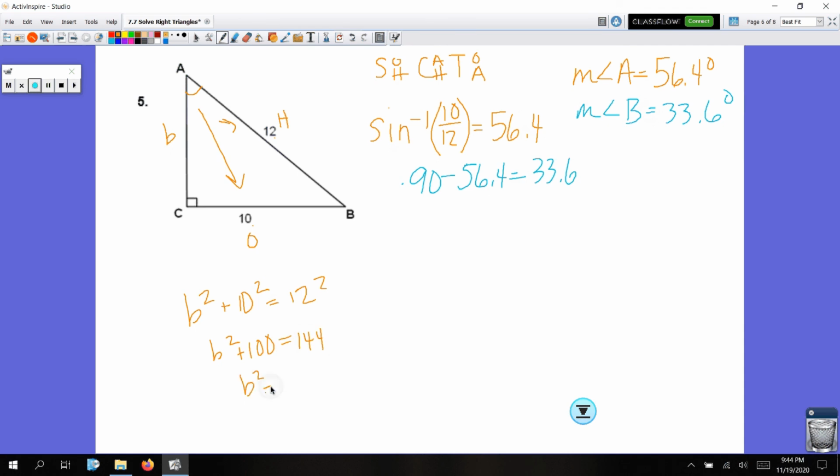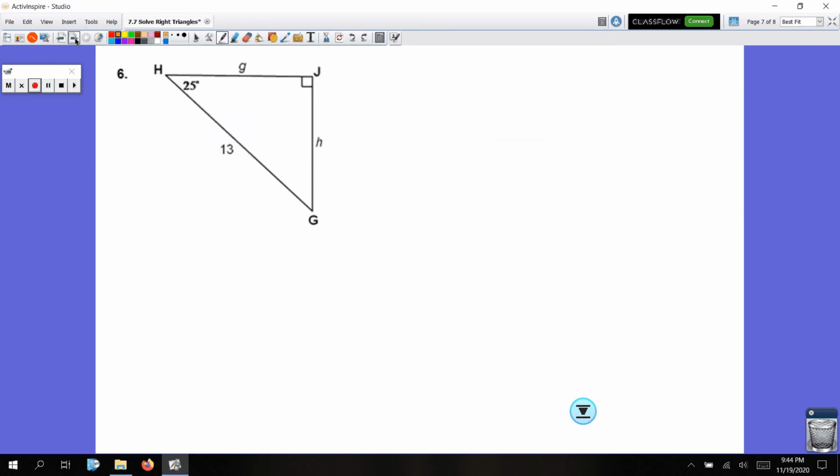B squared equals 44. Let's just keep going with round to the nearest tenth because that's nice. I know you guys like taking a break from those radicals. So square root of 44 is approximately 6.6. So b equals 6.6. Or side AC is equal to 6.6. Now I have solved this triangle. We are just killing it. I hope you guys are loving it. One more example and you're good to go.